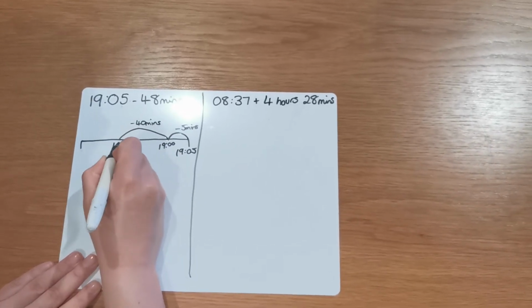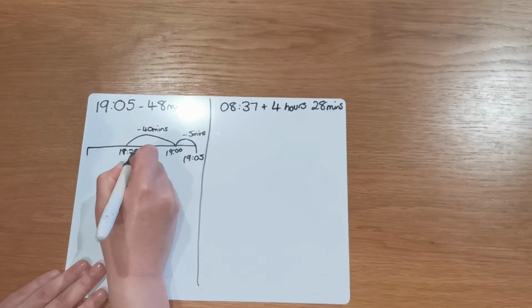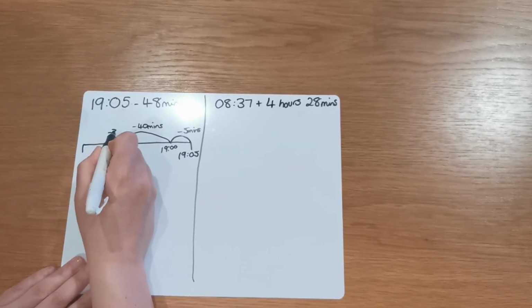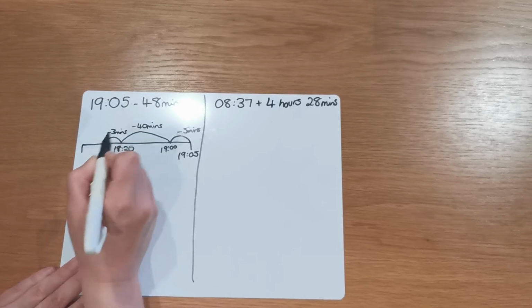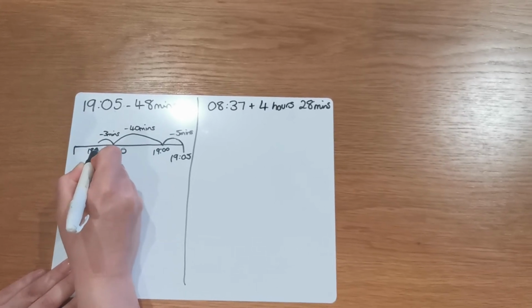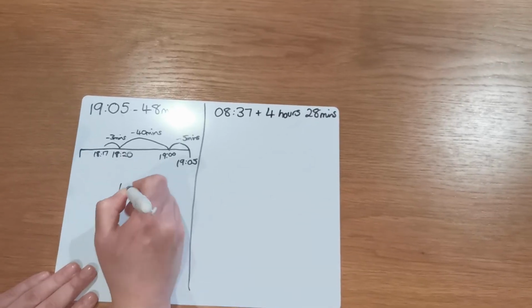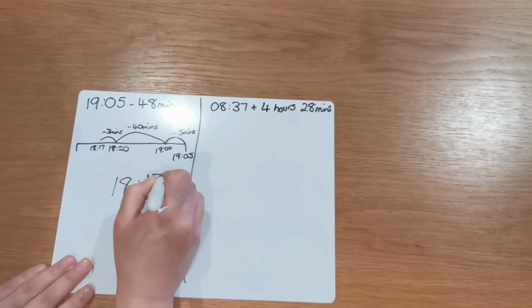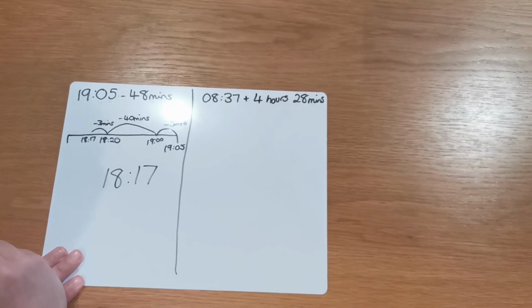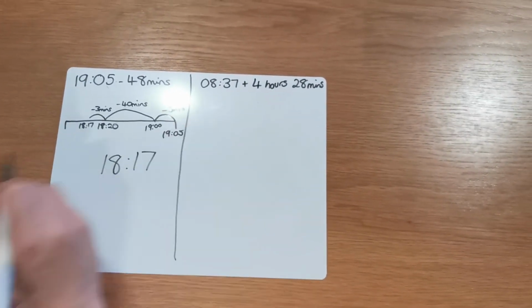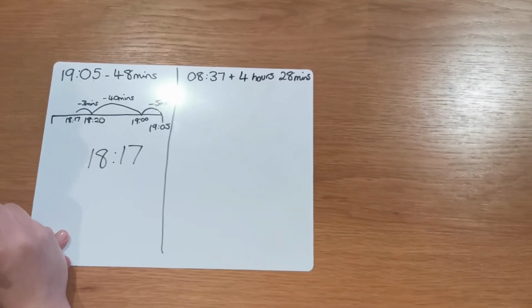That would take me to 18:20. So I've taken off 45 so far. So then I need to take off another 3 minutes. Takes me to 18:17. So to get to my netball training on time, I'd have to leave at 18:17 or 6:17 p.m. Okay? So when we're subtracting, we start at the end of the number line.